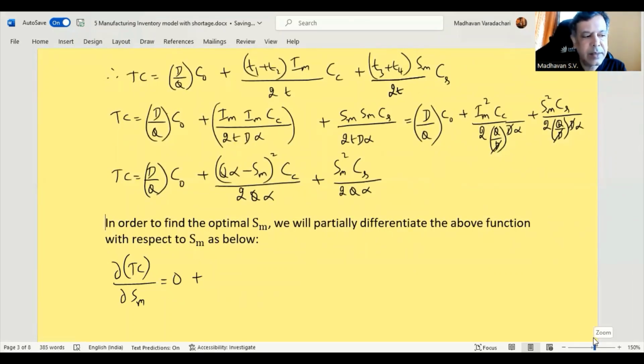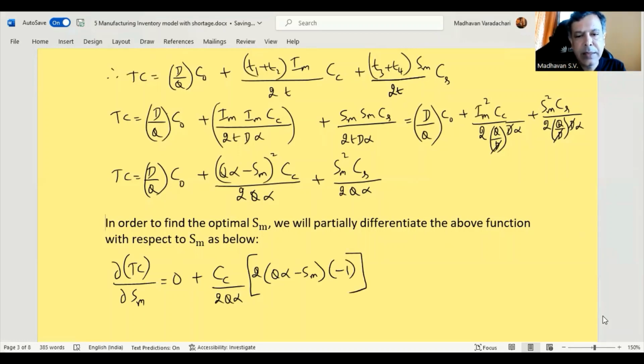Second term, only the numerator has got Sm. Rest of the things we'll write as a constant, in the sense Cc by 2Q alpha. Then if we differentiate this (Q alpha minus Sm) the whole square, it becomes 2 times (Q alpha minus Sm), and then differentiating this minus Sm with respect to Sm, we get minus 1. Plus, here everything else is considered to be constant except for this Sm square. If I differentiate Sm square, it is 2Sm. Rest of the things we'll write as it is, considering it as constant, is equal to 0.